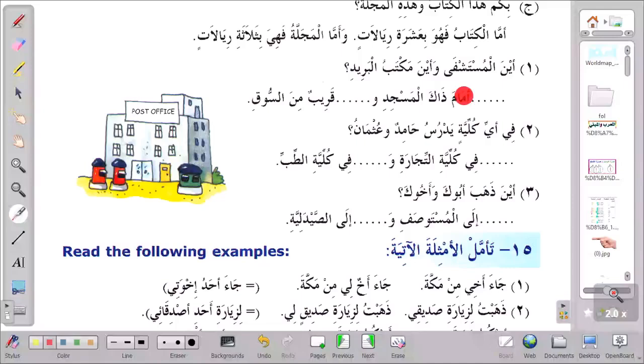فهو أمام ذاك المسجد. Okay, it is in front of that masjid. I hope that is clear. And then this one. Now we now see wa amma. Okay, wa amma maktabul barid. Wa amma maktabul barid fahuwa qaribun min as-suqi. I hope that is clear. So that's the answer. Now the next one.